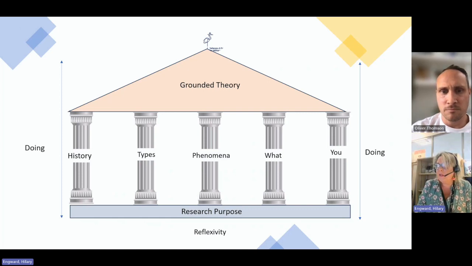Maybe just to start us off, I've pulled together a slide of pillars. For me, these are the types of things to think about when we're thinking about grounded theory. And I guess for me, any choice of methodology starts with what your research purpose is, and being really clear about what you want to find out about, and in particular, what type of phenomena you want to find out about. Does that make sense to you?